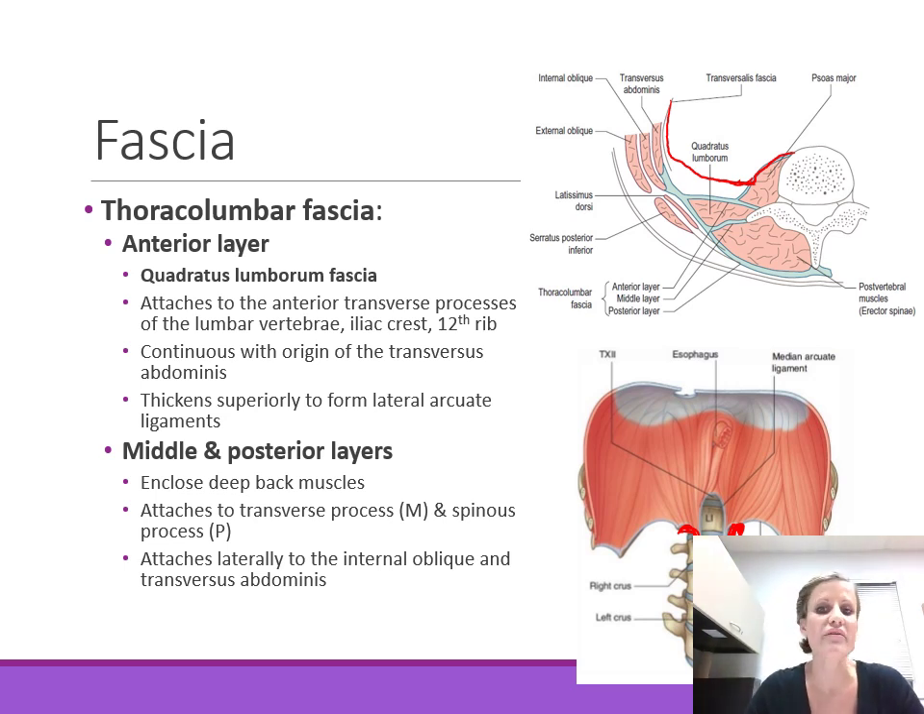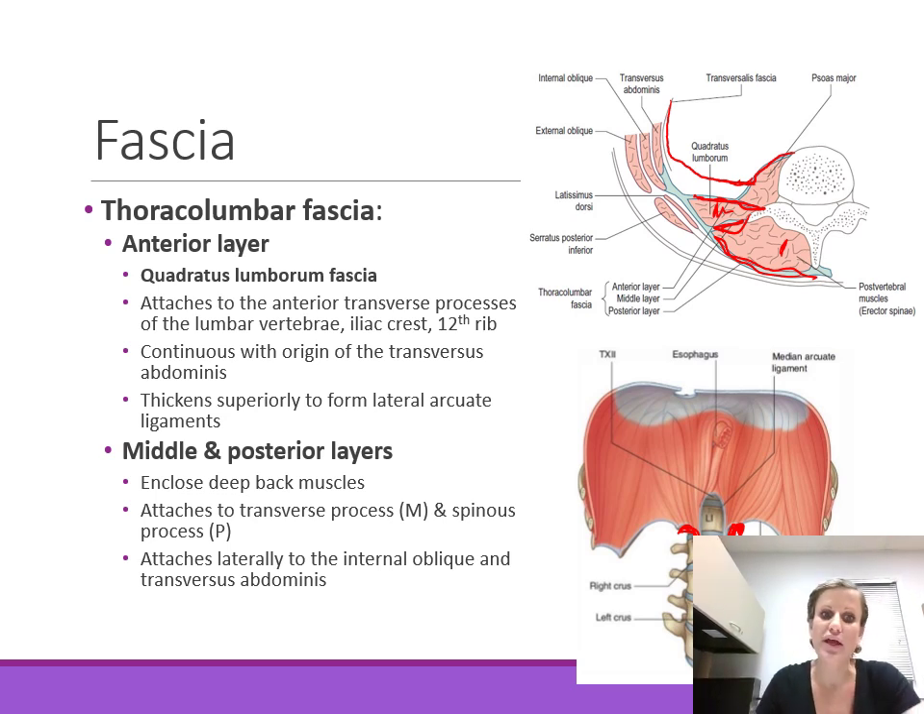Now, the thoracolumbar fascia is a really large fascia that's present in the posterior abdominal wall, and it has three layers: the anterior layer, the middle layer, and the posterior layer. The middle and posterior layers enclose the vertical deep back muscles. So here you see the erector spinae, and then you see the middle layer and the posterior layer enclosing the muscle. The anterior layer covers the quadratus lumborum, and so this muscle right here is the quadratus lumborum, and this is the anterior layer covering it.